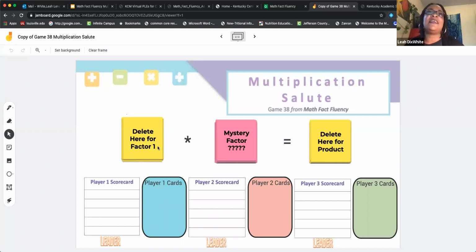to do this. So basically, you would delete a factor as the leader, and so whoever would be the leader, you would designate who that would be.